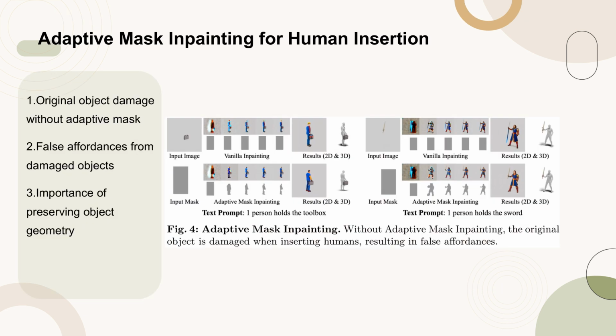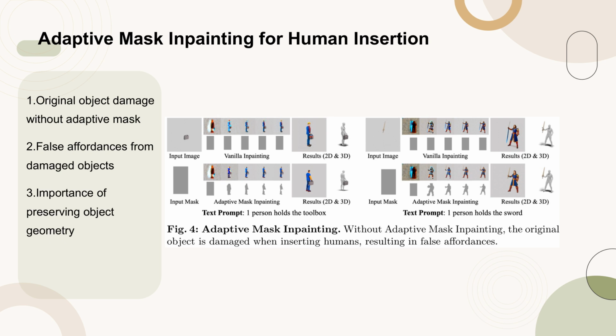Figure 4 illustrates the critical role of adaptive mask and painting in preserving the original object's geometry during the insertion of human figures. Without this adaptive approach, the original object is often damaged or altered, leading to the generation of false affordances that do not accurately represent the object's true interaction possibilities.